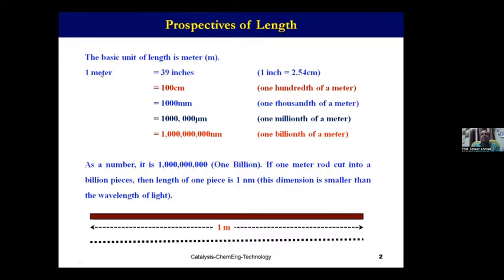For example, 1 meter is equivalent to 1 million micrometers, or in other words, 1 micrometer could be defined as 1 millionth part of the meter. Now, 1 meter is equivalent to 1 billion nanometers, or 1 nanometer length is equivalent to 1 billionth part of the meter. So as a number, this is 1 billion.